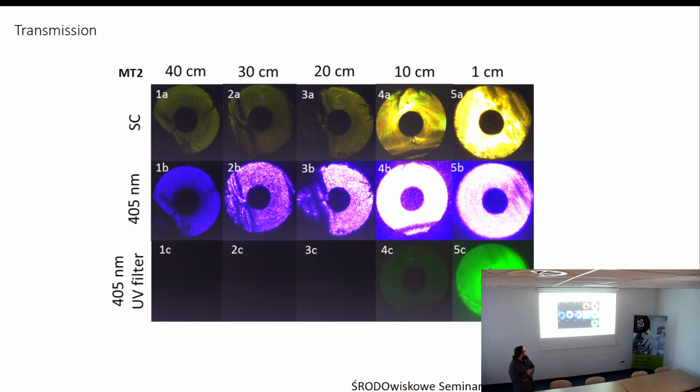We also tried to check when we will see the green light after excitation with UV light with different lengths of the fiber. We started with a 40 centimeter fiber, and then we cut the same fiber to make it shorter. Unfortunately, it's not visible here, probably because of the computer, but you have to believe me that at 10 centimeters we had green light going through the cladding.